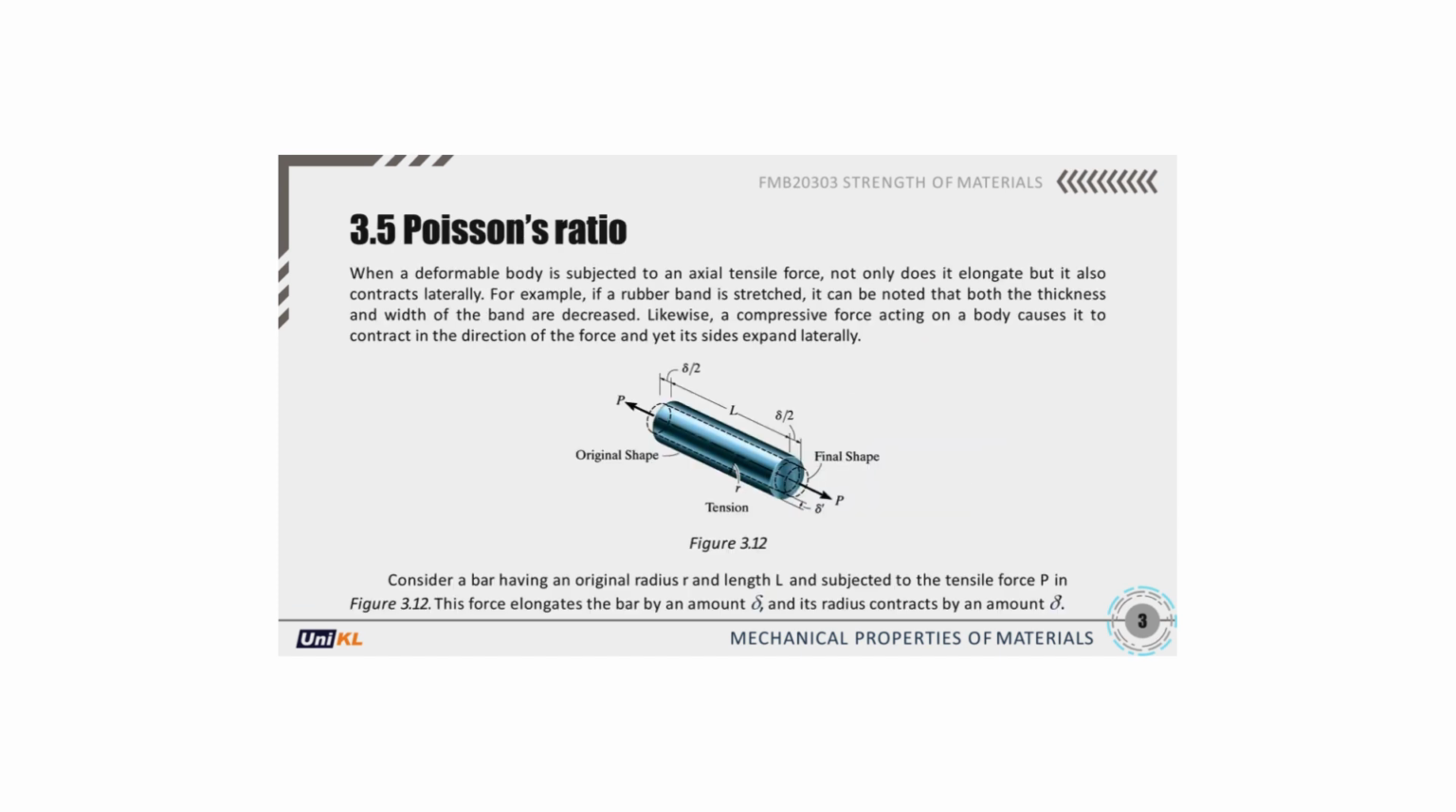Poisson's ratio ν, lateral versus longitudinal strain. Under axial tension, a bar elongates, ΔL, and contracts laterally, ΔR. Longitudinal strain ε_long equals ΔL/L. Lateral strain ε_lat equals ΔR/R. Poisson's ratio ν equals minus ε_lat/ε_long, negative sign since axial elongation causes lateral contraction.